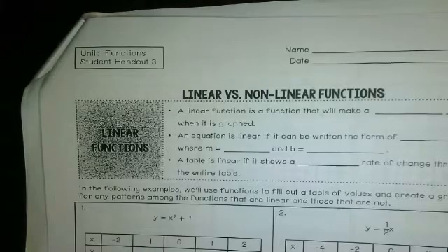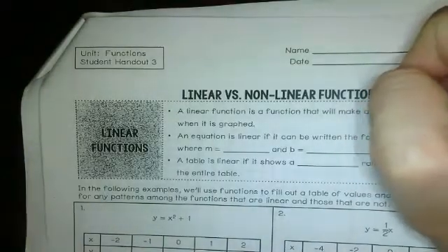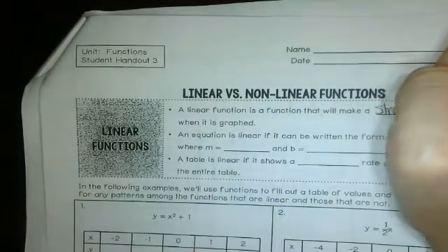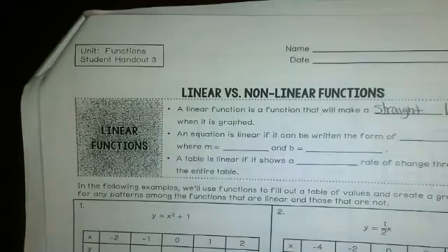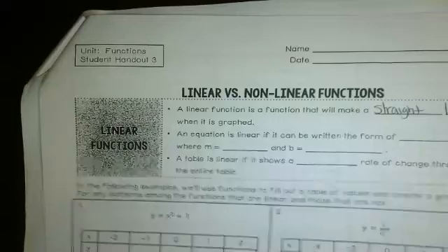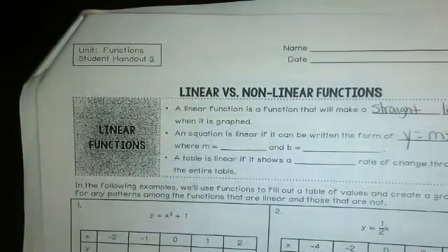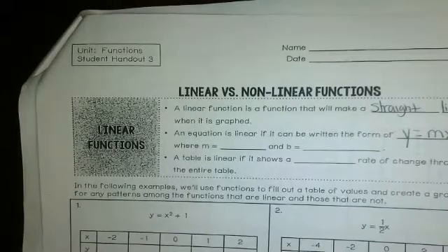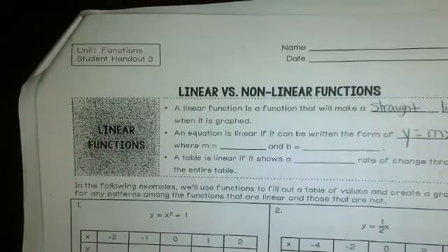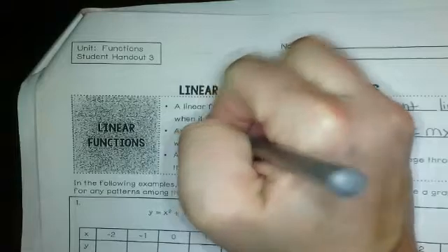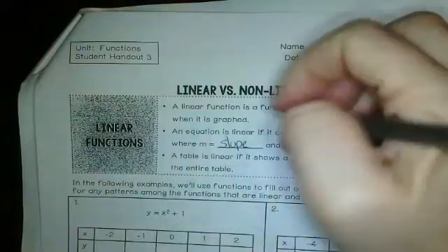A linear function is a function that will make a straight line when we graph it. So this is not new, but this is the first time we've actually written this down. Can you believe it? All this time, this is the first time we're formally doing this. I'm hoping it's all kind of review. If you're looking at an equation, you know it's linear if it can be written in the form y equals mx plus b. If you see something written like that, with no exponents, you know it's linear. m is your slope, and b is your y-intercept.